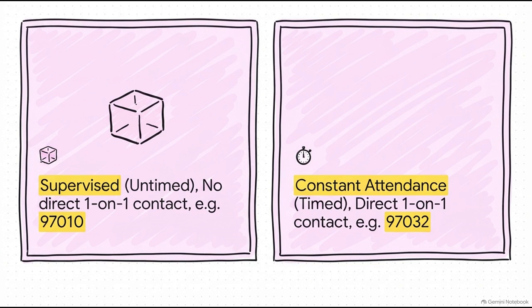But then, on the other side, we have constant attendance modalities, that's CPT codes 97032 through 97039. The rule here is super strict. These require direct, one-on-one patient contact by the provider. Because you have to be so actively engaged, these are strictly timed codes. You definitely can't just hook a patient up to a machine and walk away. You've got to be physically right there.